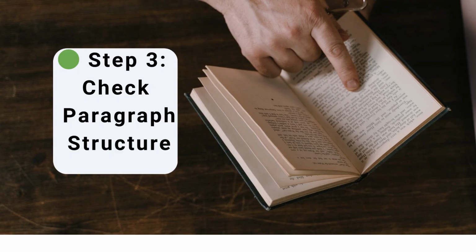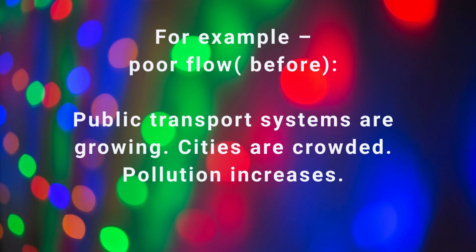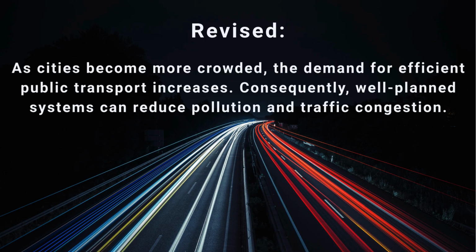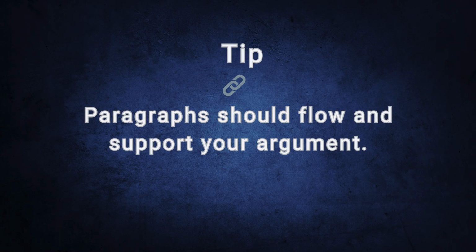Step 3: Check paragraph structure. A clear topic sentence and logical flow keep your argument cohesive. For example, poor flow, before: Public transport systems are growing. Cities are crowded. Pollution increases. Revised, after: As cities become more crowded, the demand for efficient public transport increases. Consequently, well-planned systems can reduce pollution and traffic congestion. Third tip: paragraphs should flow and support your argument.